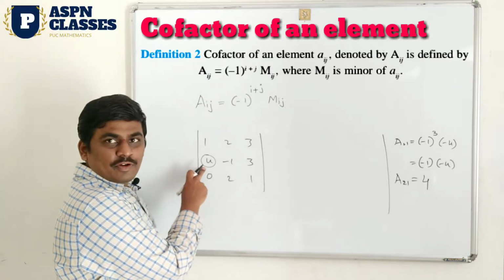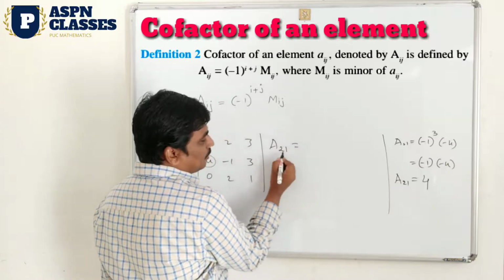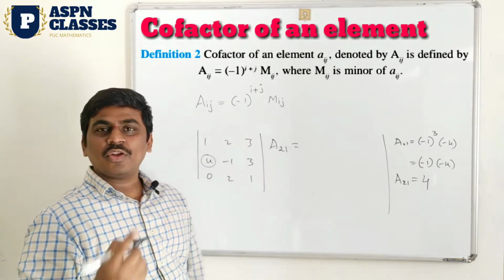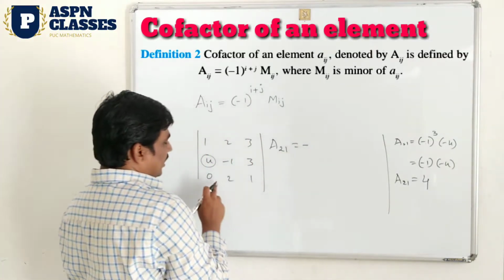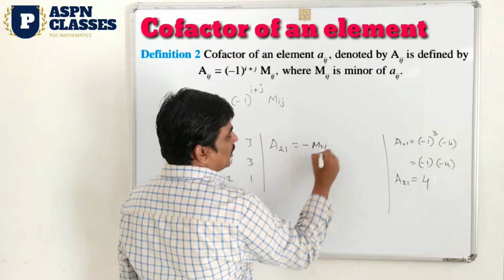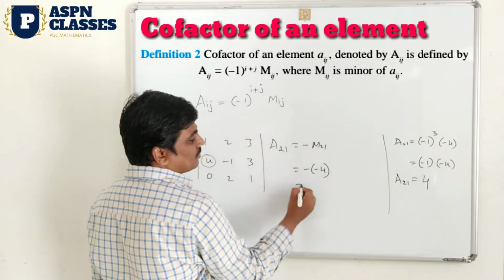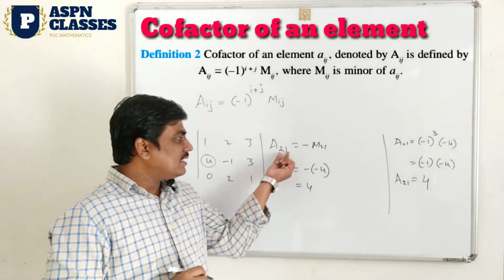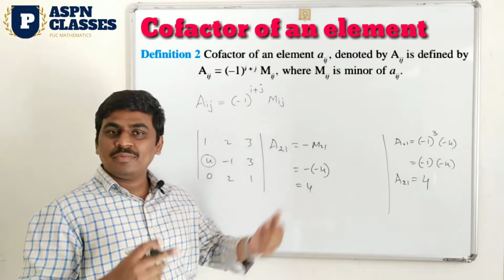So how do we find it directly? Here the A21 element is what we are going to find. For A21, first add these two numbers: 2 plus 1 is 3. Is 3 an odd number or an even number? Odd number only. Odd number means write the minus sign, and write M21. The M21 answer you already got, no? The answer is minus 4. So minus times minus 4 means plus 4 you have to write here. So add these two numbers: if you get an odd number, it means minus sign; an even number means plus sign.